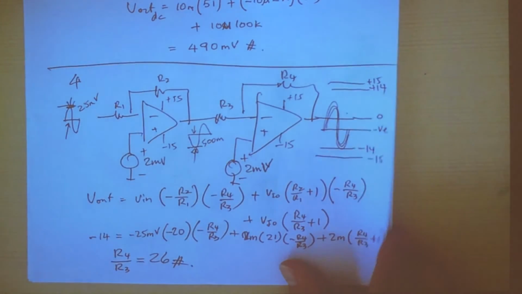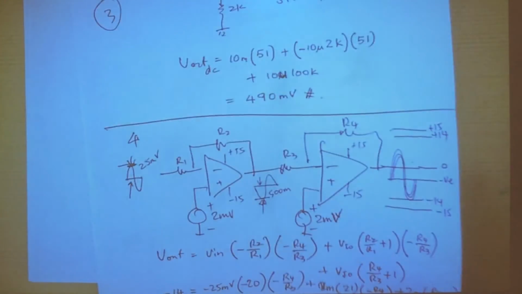Okay. Now let's take a look at question 5. So in question 5, we are told that we have an amplifier with the inverting amplifier again. And the gain is 50, okay? And the input is a sinusoidal that is 10 millivolt peak.